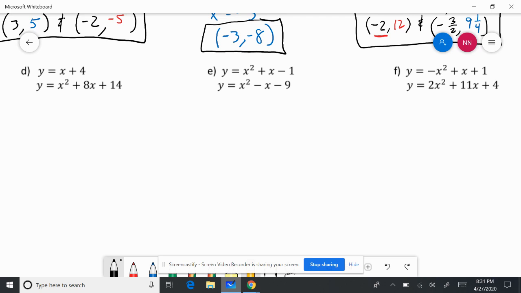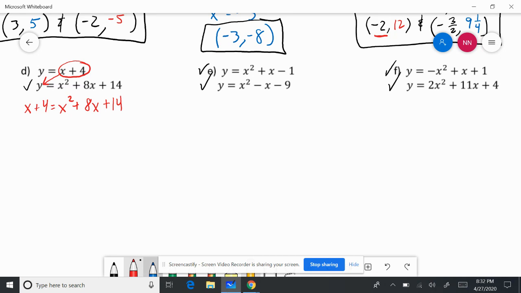We're going to continue solving systems with substitution. Remember the equations that we have here, we have more quadratic equations. So notice a quadratic, quadratic, quadratic, quadratic, quadratic. Using substitution, remember we're going to take our expression and substitute it into the other equation. Since the x plus 4 is equal to y, I'm going to take the x plus 4 and substitute it in for y. That gives me x plus 4 equals x squared plus 8x plus 14.